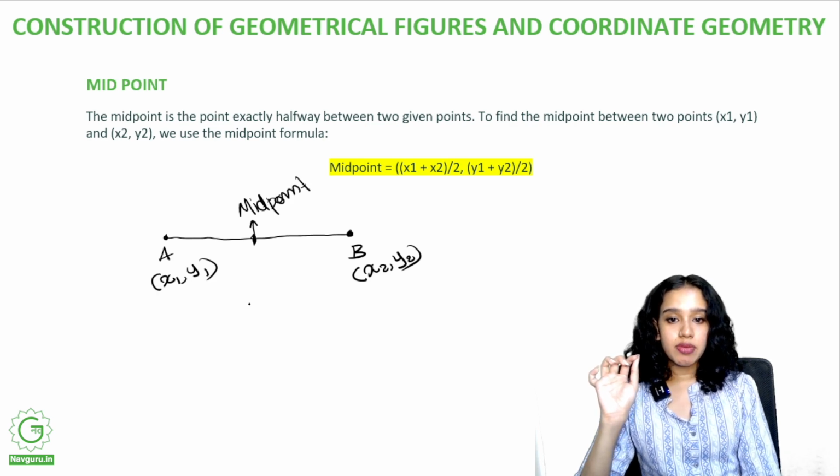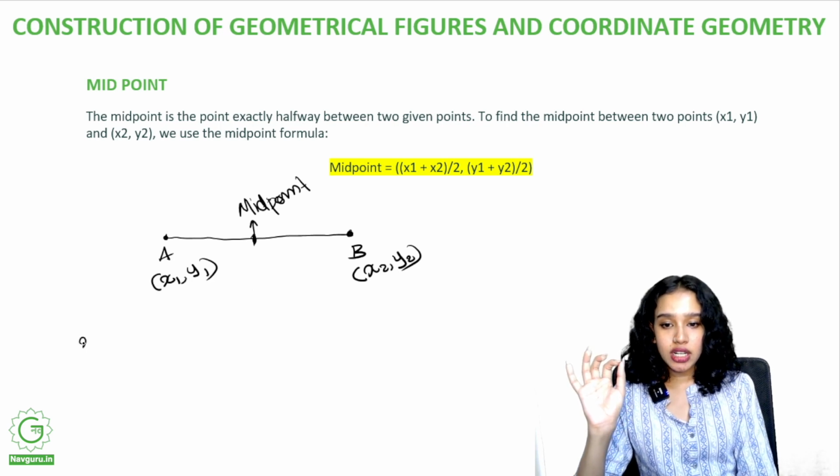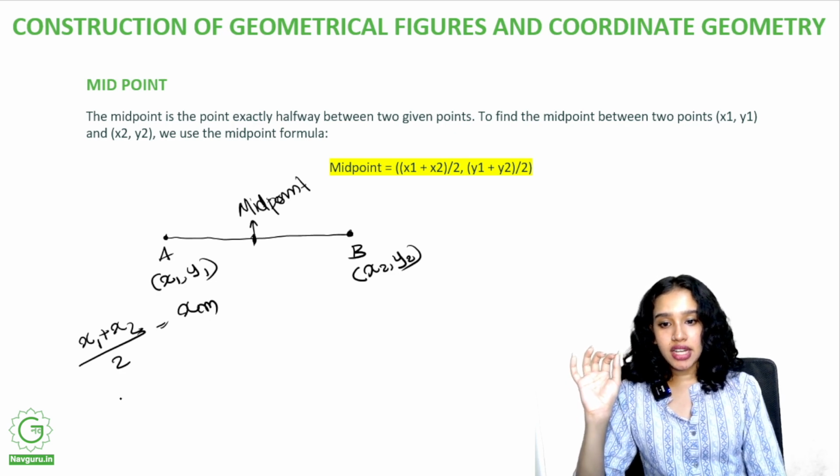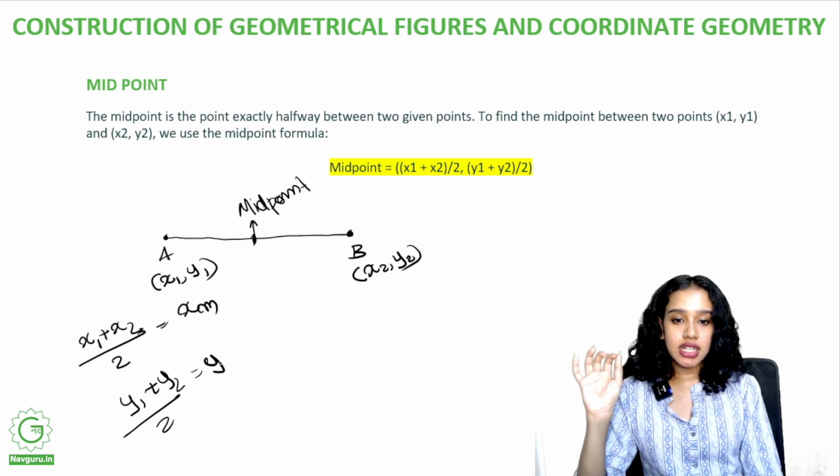So how do we find the midpoint? We take the average of each coordinate. So for x coordinate, we have x1 plus x2 by 2. So we'll get the x coordinate in the middle, and y1 plus y2 by 2 would give us the y coordinate in the middle.